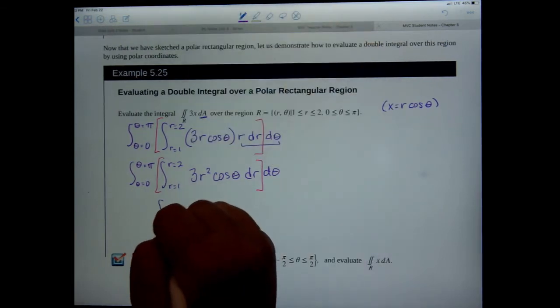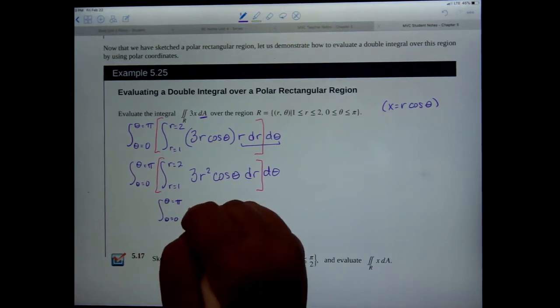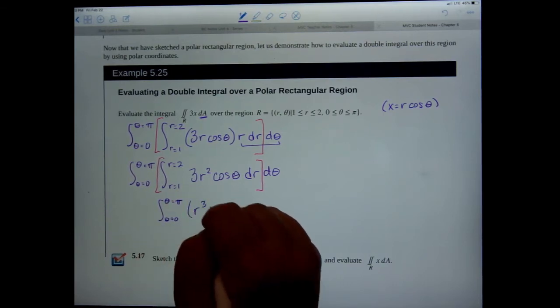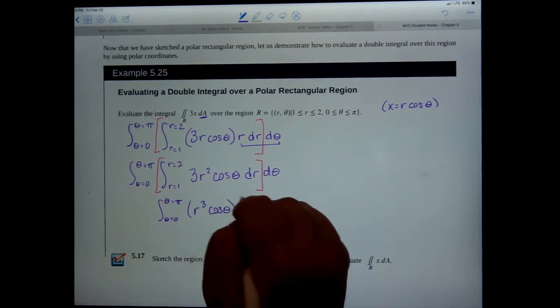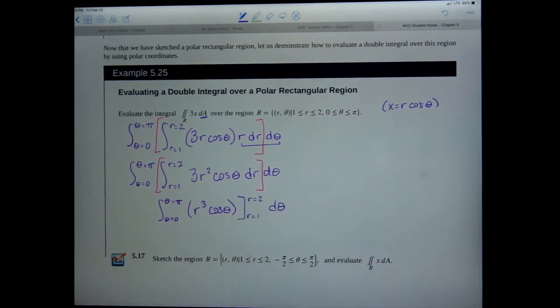So theta equals 0, theta equals pi. This will now be r cubed cosine theta from r equals 1 to r equals 2, d theta. Cosine theta is a constant. I thought you were plugging it in. I took the antiderivative. Yes, I did.